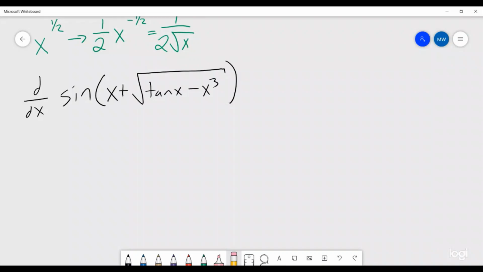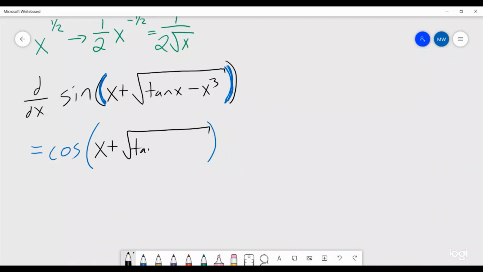Okay, so what is our outsidemost function? Well, in this case, it's fairly clear. It's sine of all of this inside stuff. The first thing we're going to do is have the derivative of sine, where we leave all of that inside stuff alone. So the derivative of sine, well, that's cosine of that stuff. So this will be cosine of, and the inside stuff stays the same. So it'll be cosine of x plus the square root of tangent x minus x cubed.